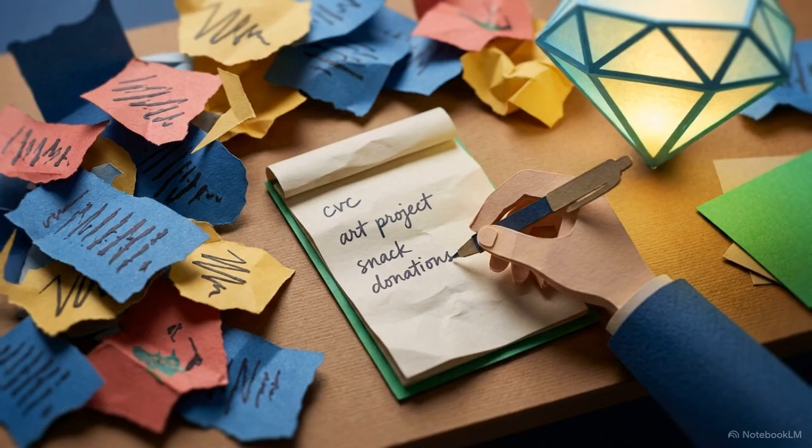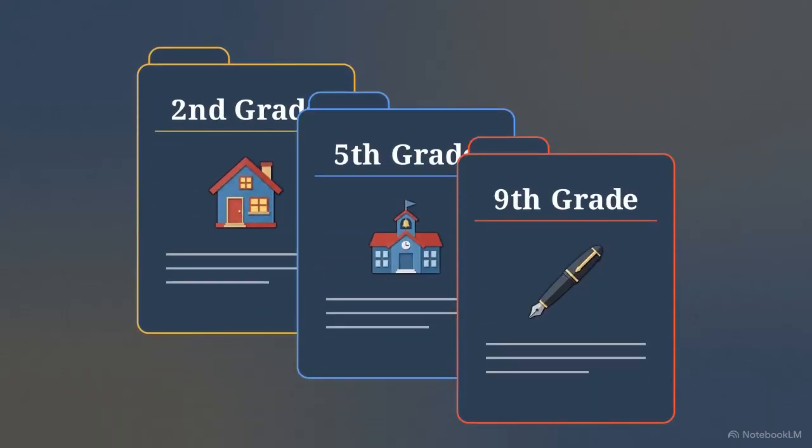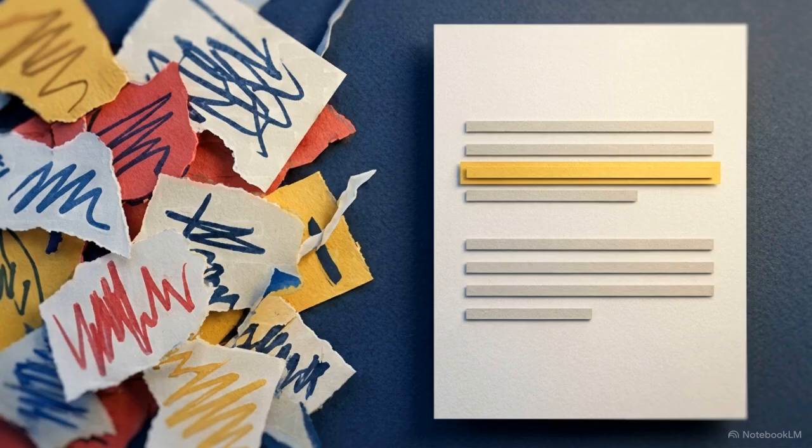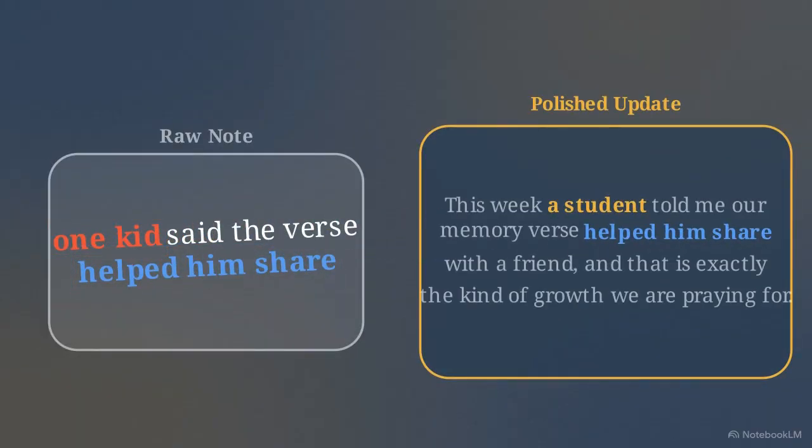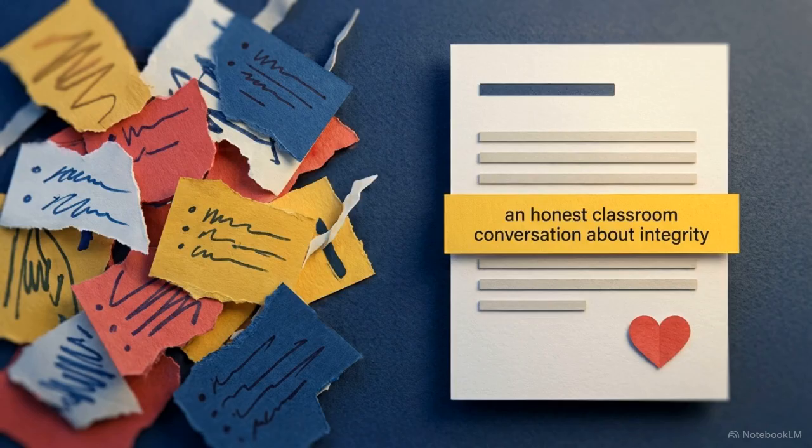We will test the gem using the raw, messy scribbles a real teacher jots down between classes to prove it works across different grade levels. In 2nd grade, scattered notes about reading and a Bible verse transform into a cohesive, warm update. The gem wove a specific note about sharing into the update smoothly, maintaining student privacy while sharing the growth. For 5th grade, the gem translates a difficult note about a cheating thing into a diplomatic and mature phrase, an honest classroom conversation about integrity.